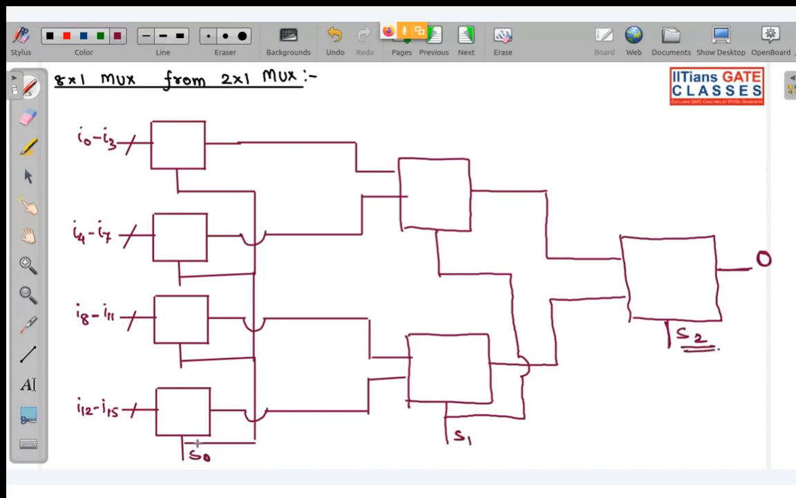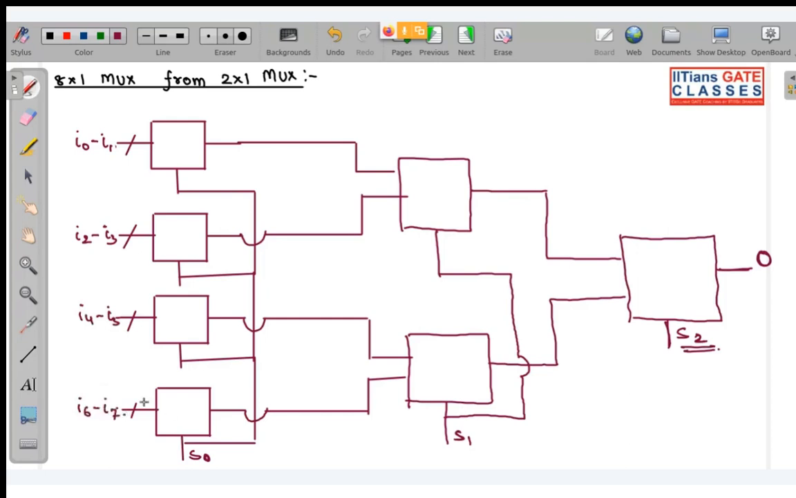Suppose I want to select the 11th line. Sorry, what I did means I have created a 16x1 mux. I am very, very sorry. So these are all 2x1 muxes. So here I will be having I0, I1. Here I will have I2, I3. Here I will have I4, I5. Here I will have I6, I7.